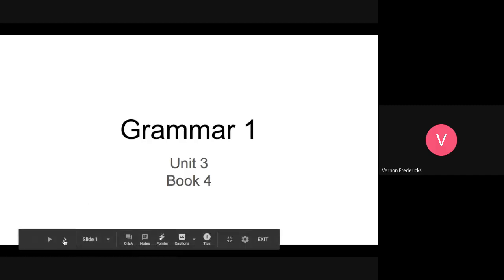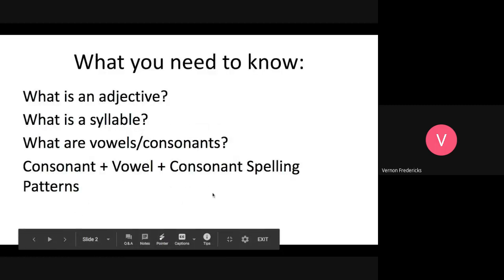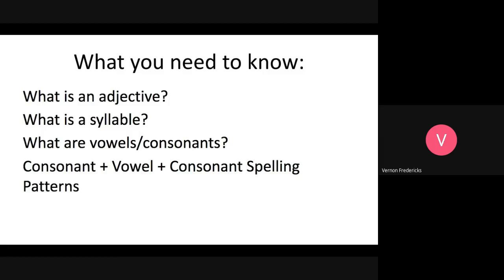Let's have a look at what we're going to do today. What will we learn in this lesson? We will get to know, number one, what is an adjective. Number two is what is a syllable. Number three is what are vowels and consonants. And the last part is the consonant, vowel, consonant spelling patterns. These are all the things we will have a look at today.